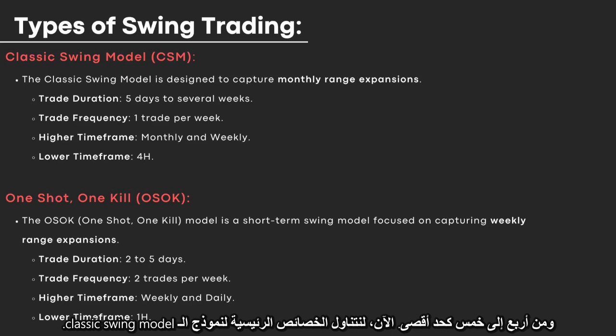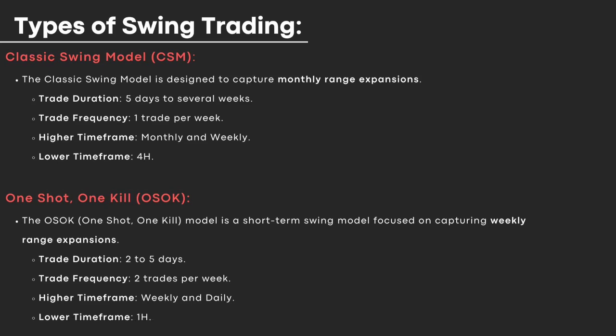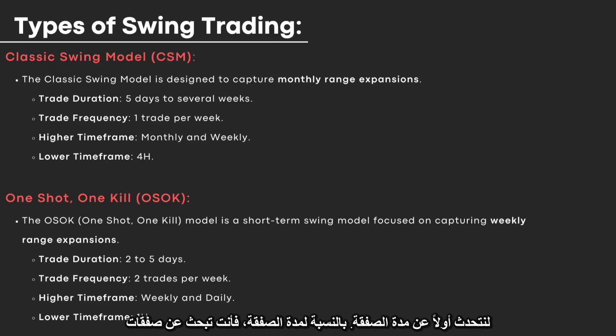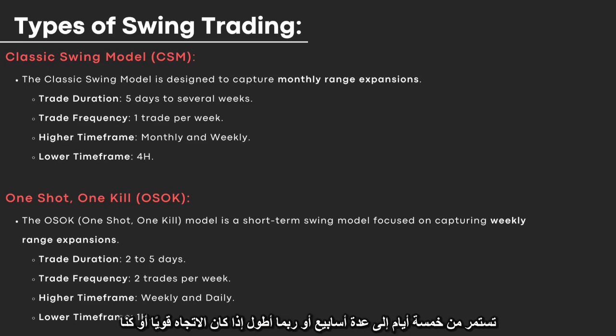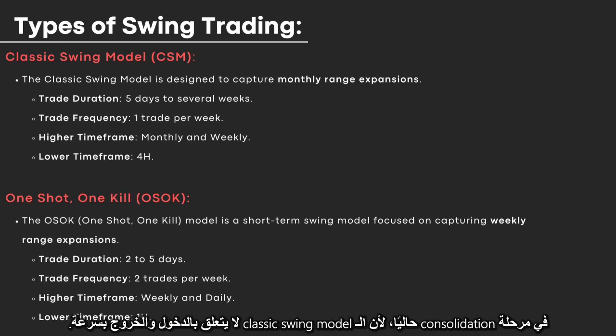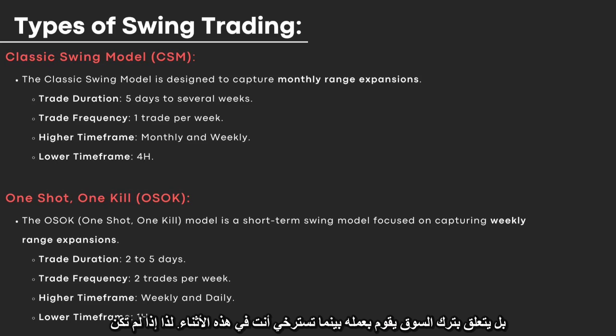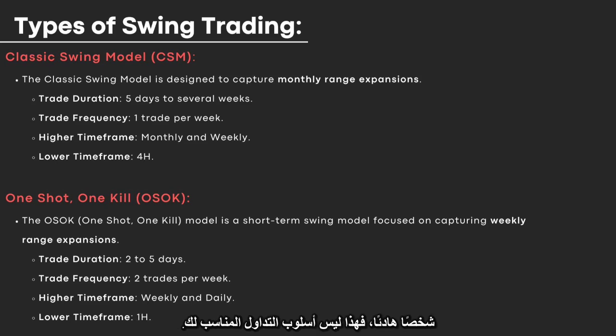Now let us discuss the key characteristics of the classic swing model. Let's first of all talk about the trade duration. For trade duration, you're looking at trades that last 5 days to several weeks, or maybe even longer if the trend is strong or we are currently consolidating. Because the classic swing model isn't about getting in and out quickly, it's about letting the market do its thing while you chill in the meantime, right? So, if you are not a chill person, then this is not the style of trading for you.